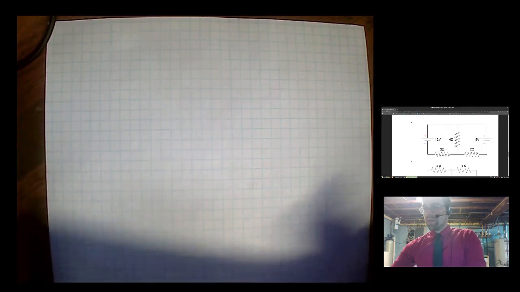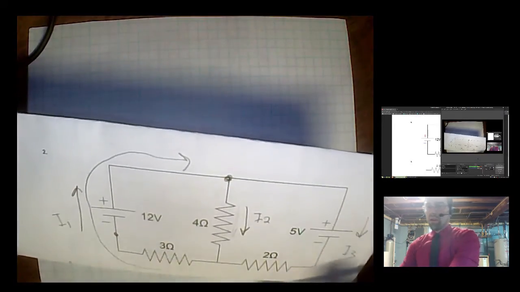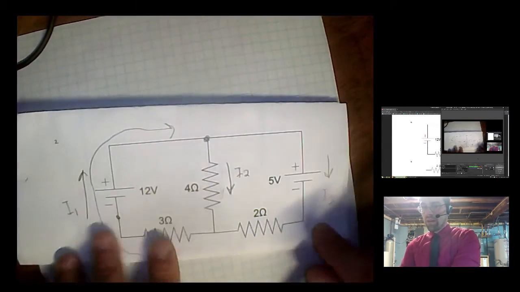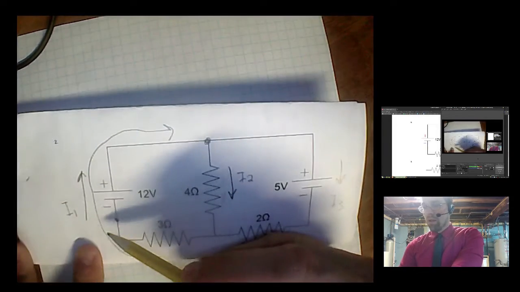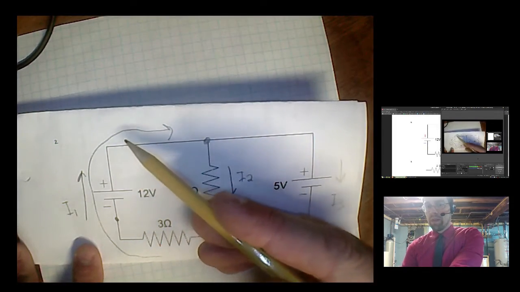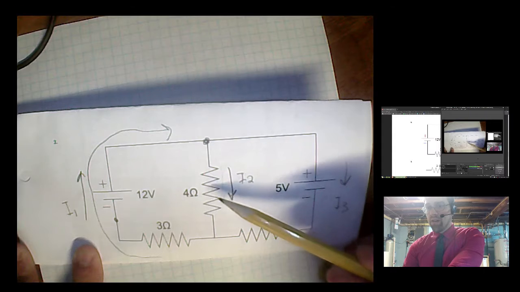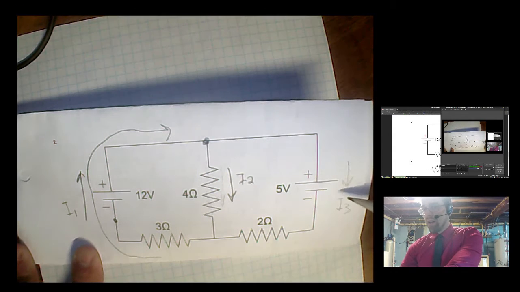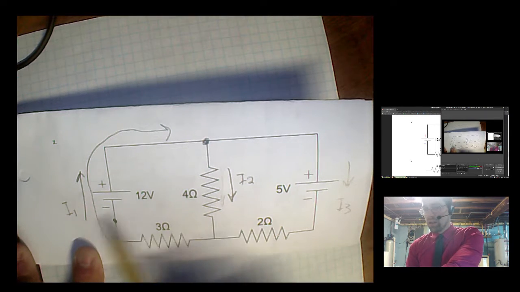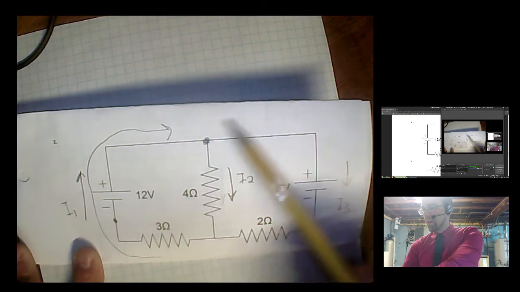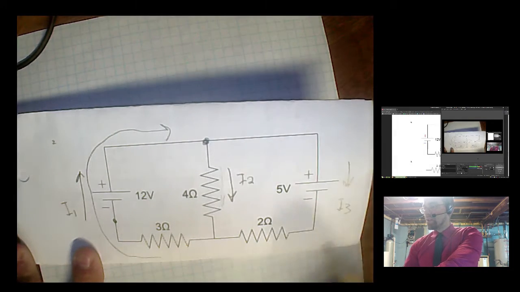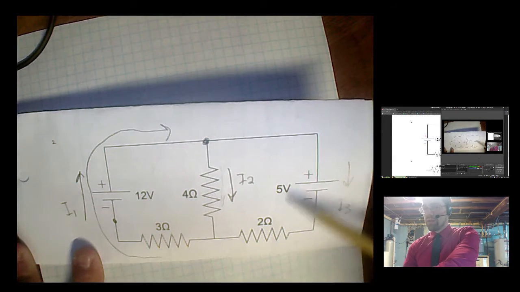Question 2. I'm going to be using these currents here. Let's say I1's going up here. Let's say I2's moving down there, and I3's moving down there. Looking at this battery, why assume this current's moving that way? Well, that's a big 12-volt battery. Maybe current's flowing in both of these directions. Maybe this battery's being charged here.